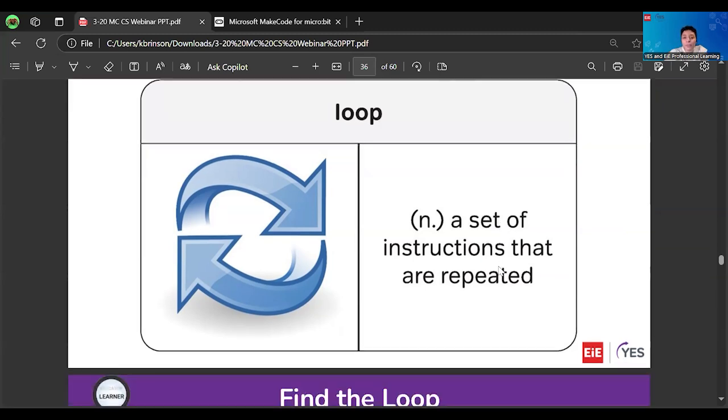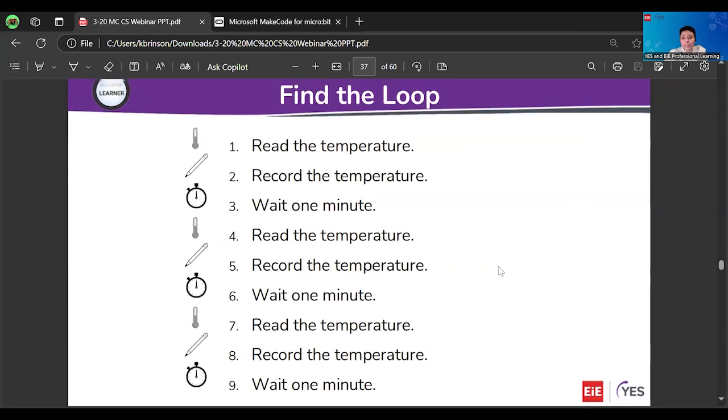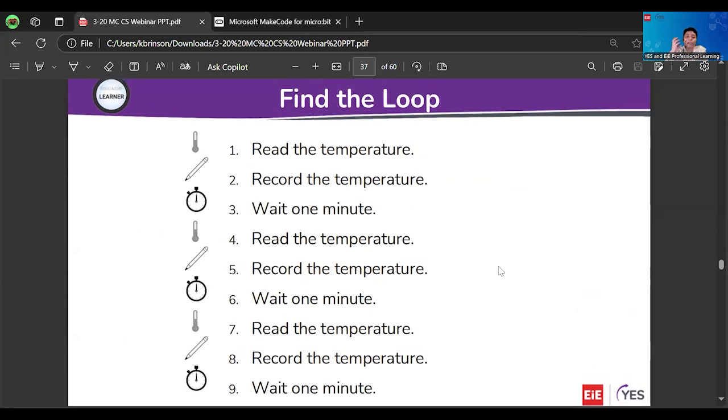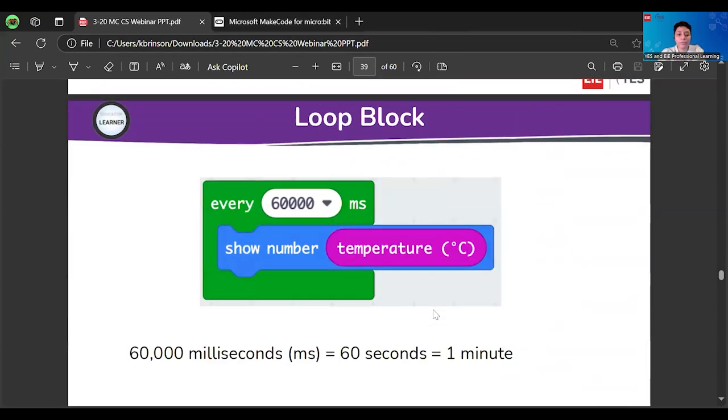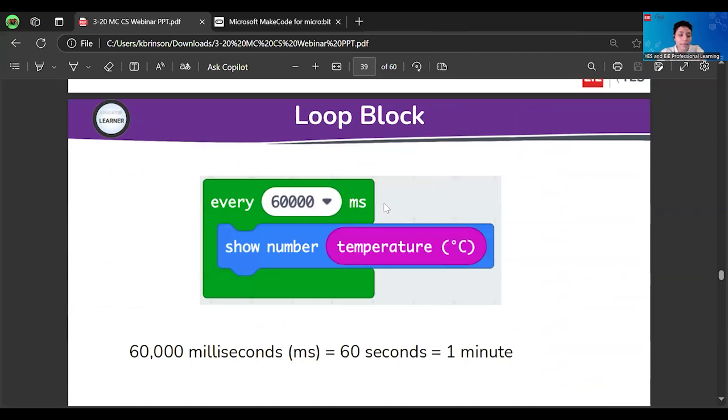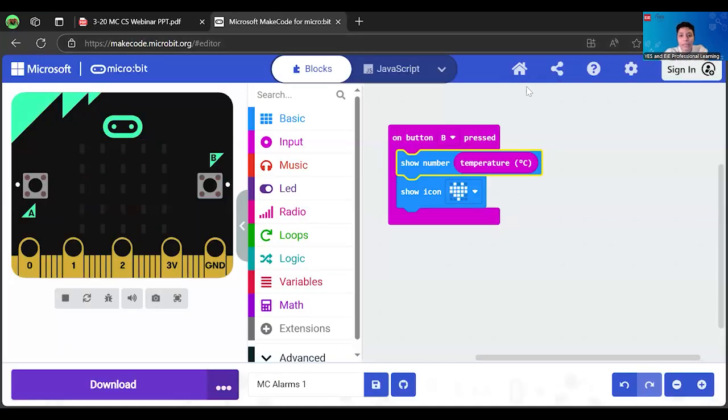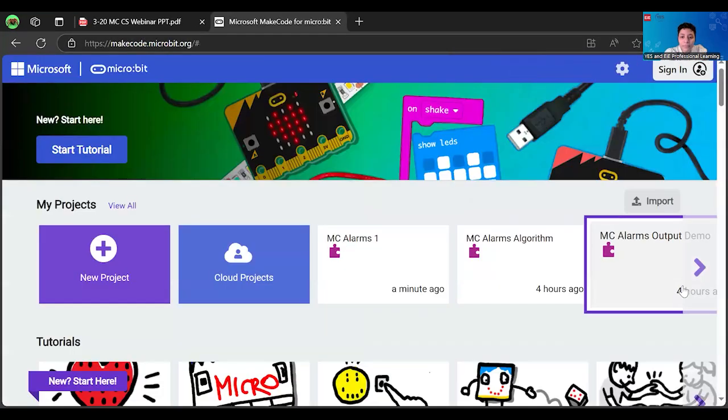In order for them to understand what the loop is, there's a very simple activity on a slide where we're looking for the particular loop in this set of instructions. Read the temperature, record the temperature, wait a minute. And of course, the loop is that first section. We want that part to loop over and over and over again. So at this point, you can introduce them to our first loop block, which I will also show you in MakeCode.